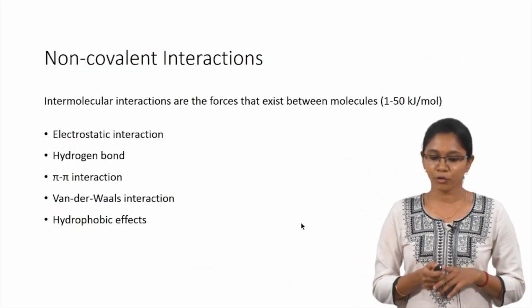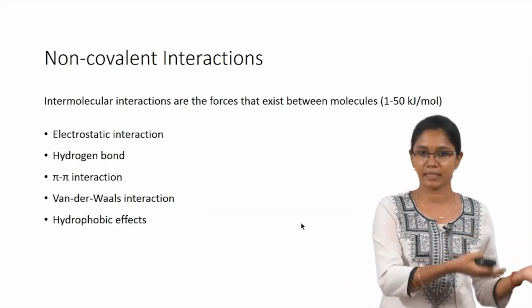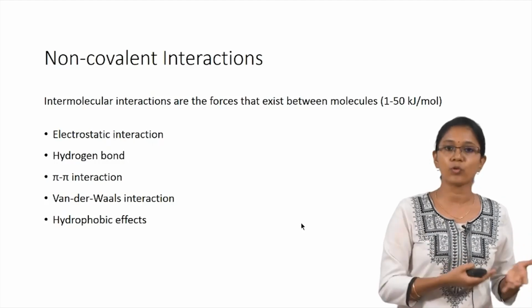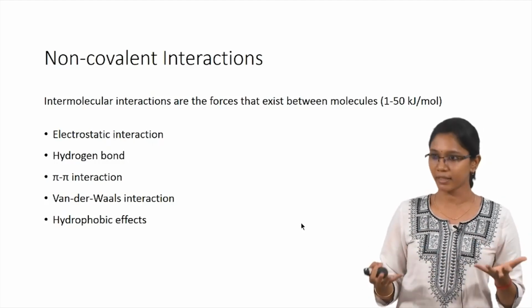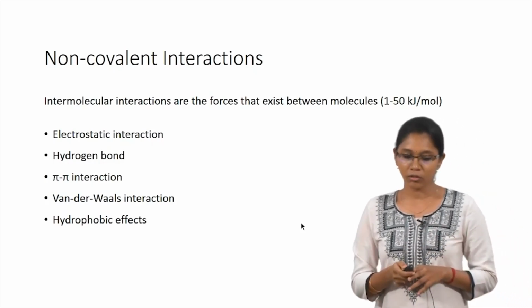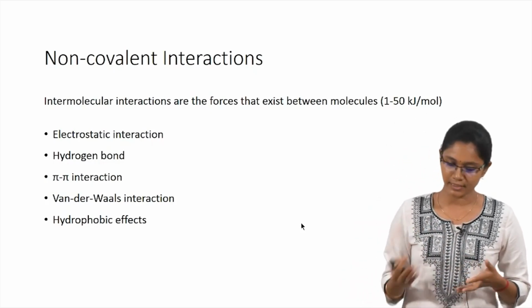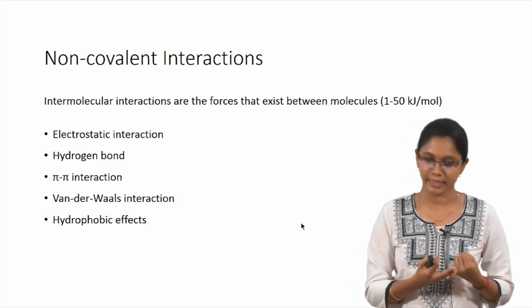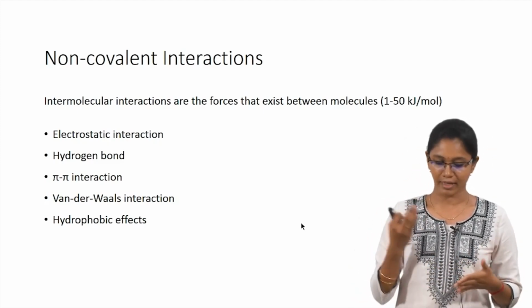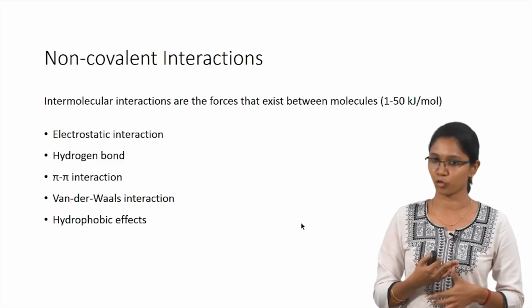So, before we deal with how we are going to take self-assembly, or supramolecular chemistry, into tissue engineering, we need to know what the interactions that come into play are and how they are different from covalent interactions. The five major interactions that we will be talking about are the electrostatic interaction, hydrogen bonding, pi-pi interaction, van der Waals interaction and the hydrophobic effect.